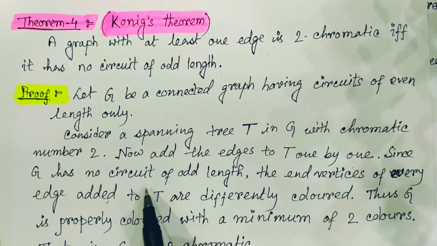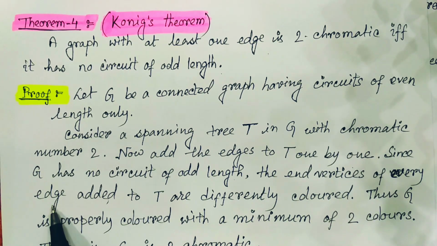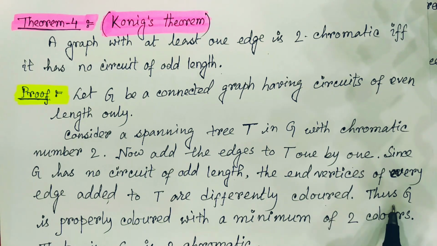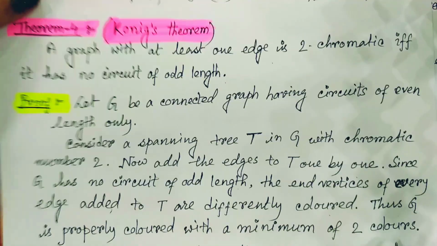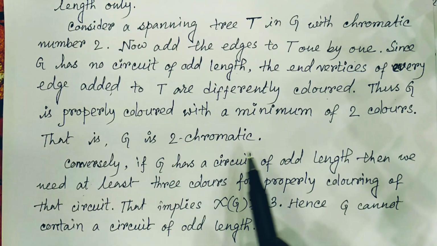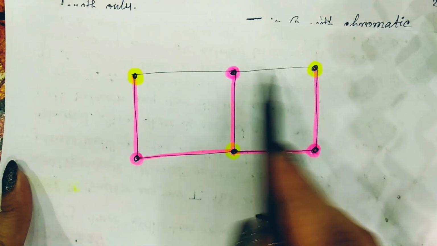Since G has no circuit of odd length, the end vertices of every edge added to T are differently colored. Thus, G is properly colored with a minimum of 2 colors. That is, G is 2 chromatic. Here look, in this graph, this is the spanning tree. Now these two are the extra edges.